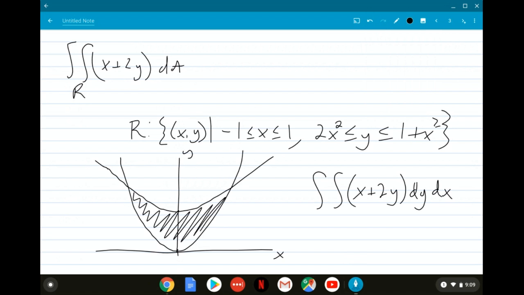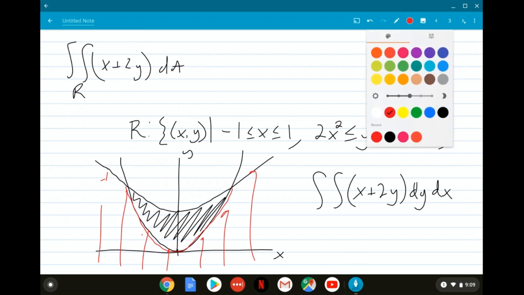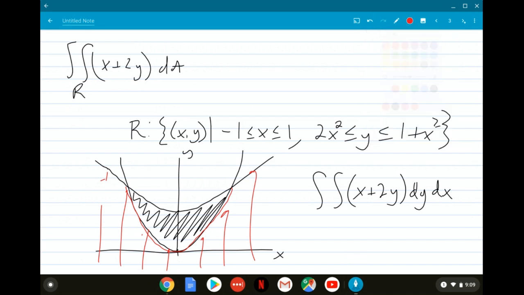So if you integrate with respect to y first, the idea here is that you want to figure out, as you move vertically, so as you move parallel to the y-axis in the positive direction, where the region is, you ask yourself what function are you entering first. And so if you look, if we come up from below, we're going to enter through this bottom parabola first. And so that will be our first bound, which is that bottom parabola, which is the 2x squared.